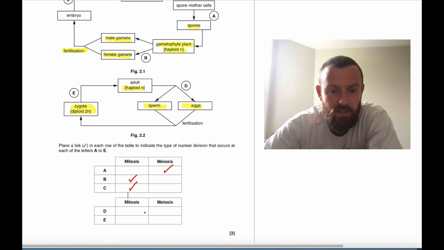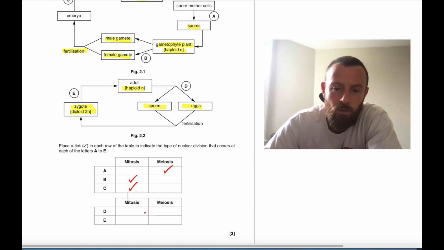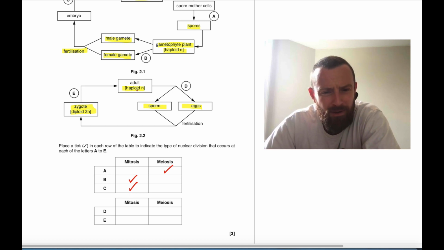All right, moving on to this next little bit. What's going on at D? Well, we're going from a haploid adult to haploid sperm and eggs. So weirdly, I think that's mitosis. Even though we're producing sperm and eggs, I think it's mitosis. And here, this is going from diploid to haploid. So that is meiosis, okay?